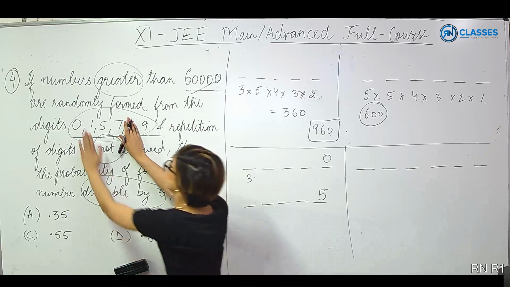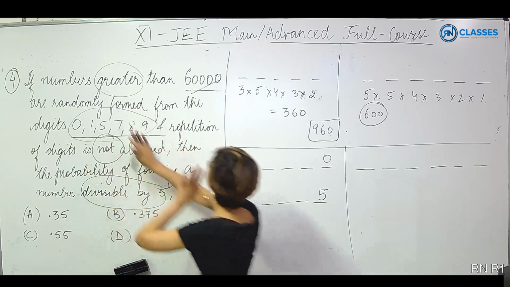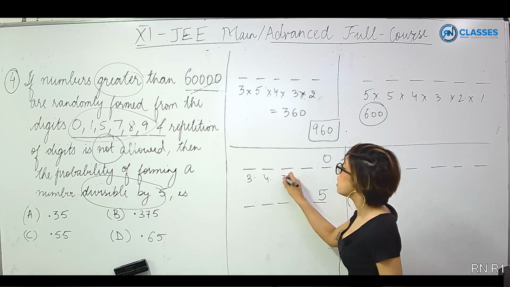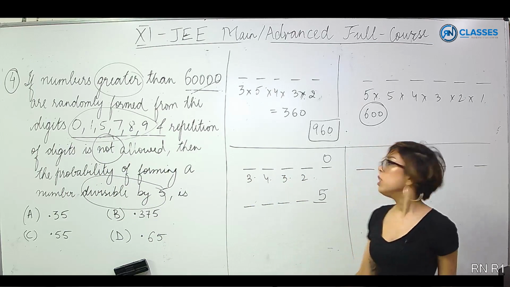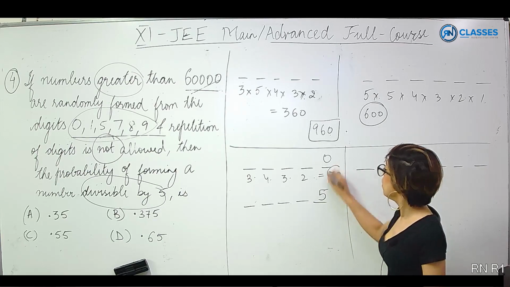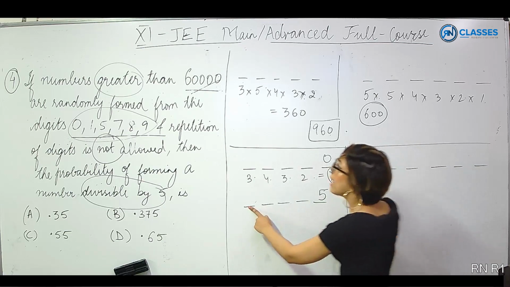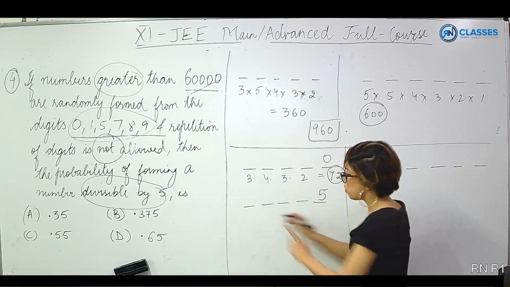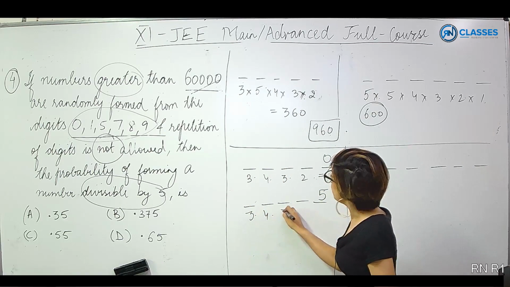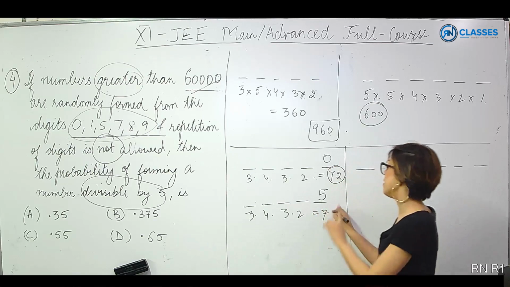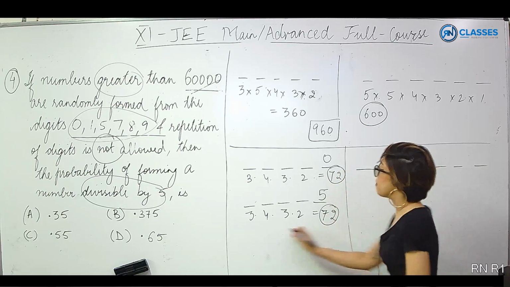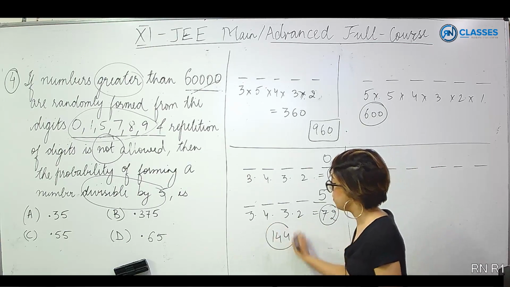Then corresponding to this, suppose I have put in 8 over here. 8 and 0 are not available, so 1, 2, 3, 4, that is 4 possibilities. Then 3, then 2. That is 72 in number. Now, for the number ending with 5, the first place again has to make the number greater than 60,000, so 3 ways, then 4, then 3, then 2. It's actually the same. So in total, I'm getting 144 numbers.